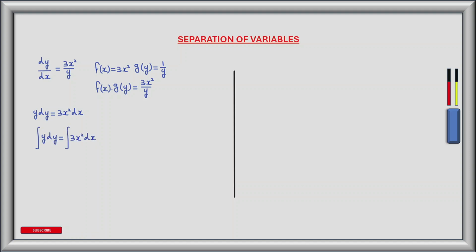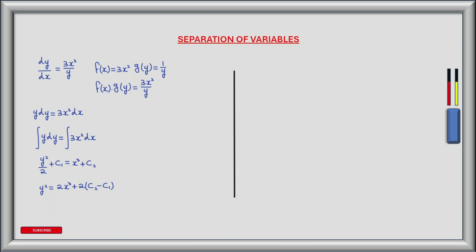We can then integrate both sides to find a general solution to the differential equation. So starting by integrating the left-hand side, the antiderivative of y is y squared divided by 2 plus a constant of integration, let's call it c1. And then integrating the right-hand side, the antiderivative of 3x squared is x cubed plus a constant of integration, let's call it c2.